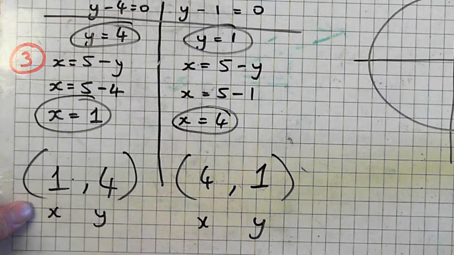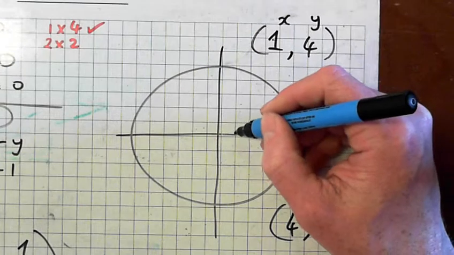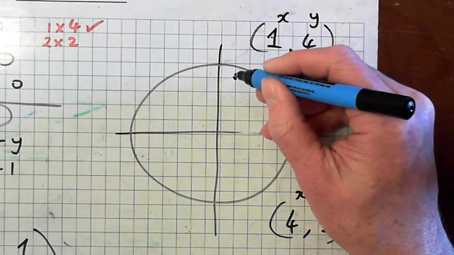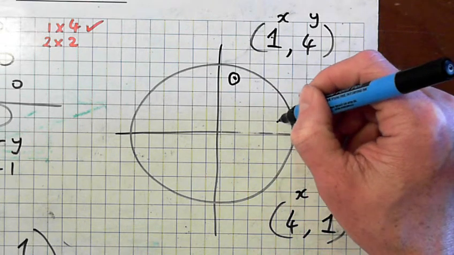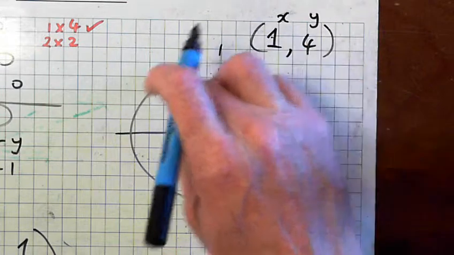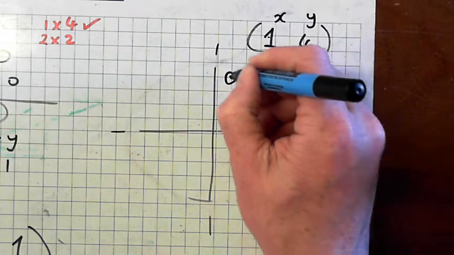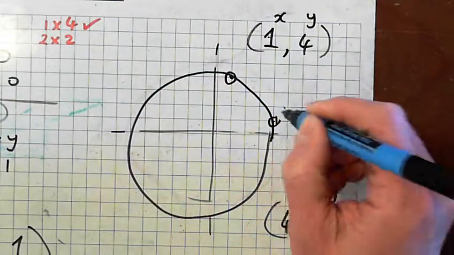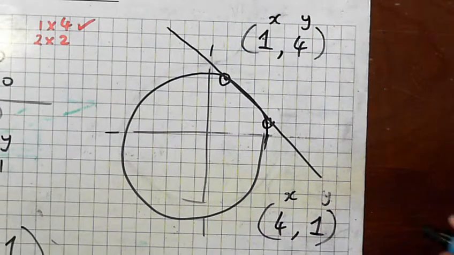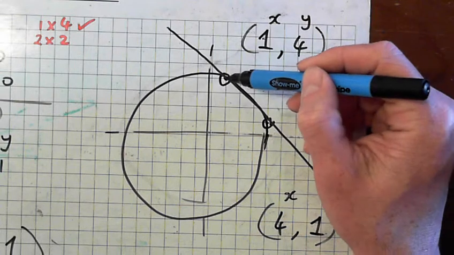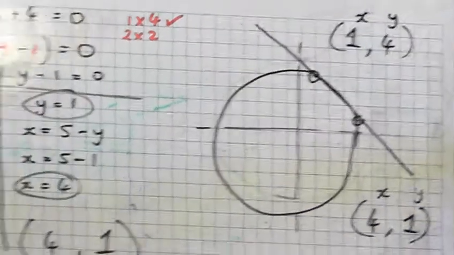Alright, so these 2 points are where the line and the circle cross each other. So 1, 4, 1, 2, 3, 4. Actually, I'll have to redraw the circle. And 4, 1. 1, 2, 3, 4, 1. So the circle actually looks something like this. The line and the circle intersect at, this is 1, 4, and this is 4, 1. So that's where the line crosses the circle. Okay?